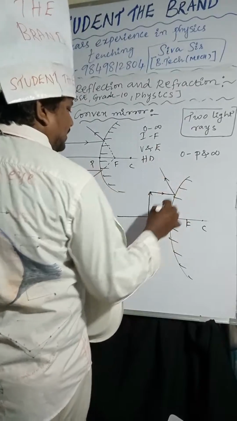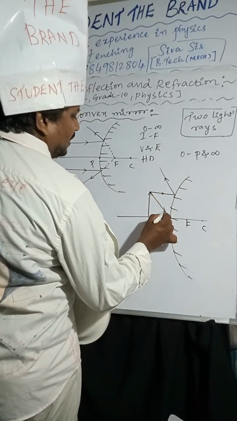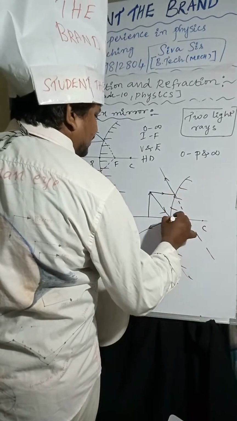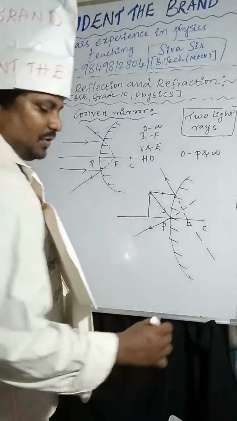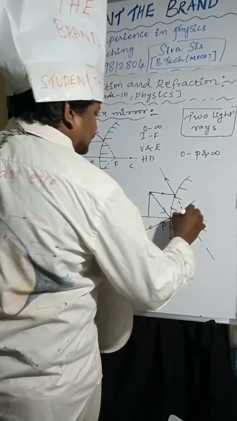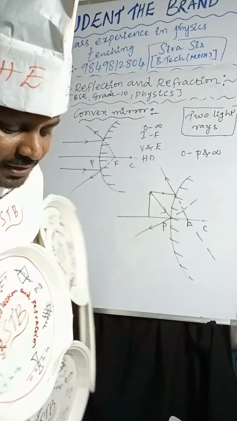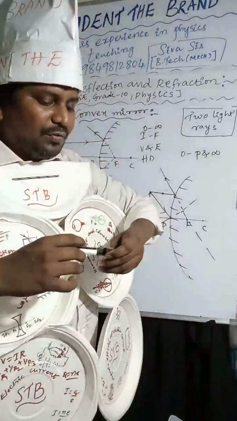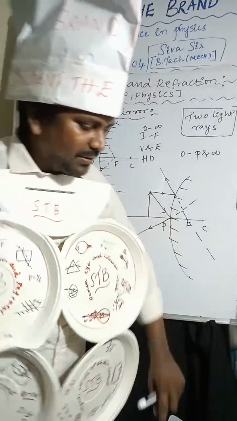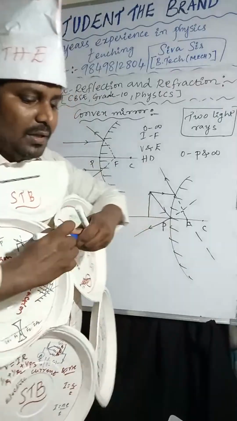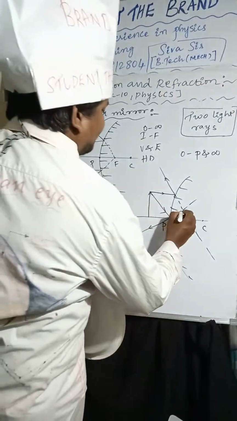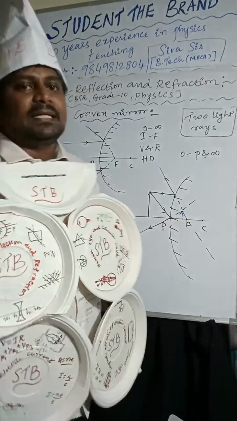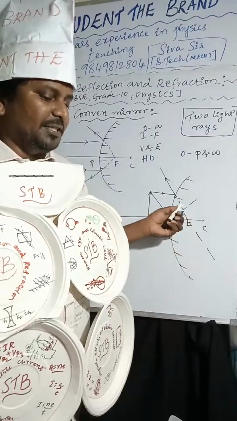One light ray I'm taking here. Another light ray is incident at the pole. It will be reflected. If you extend these reflected light rays, the image will form here, between P and F. What type of image will form? Virtual, erect and diminished image.